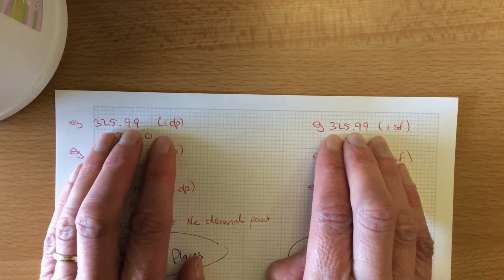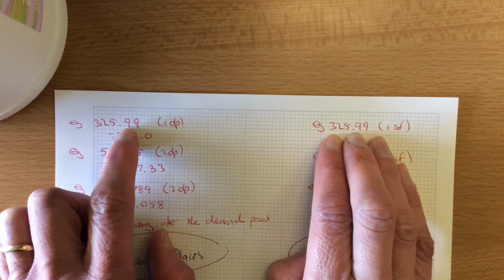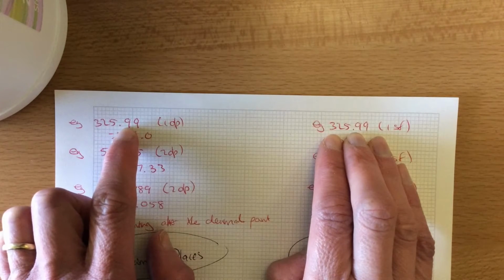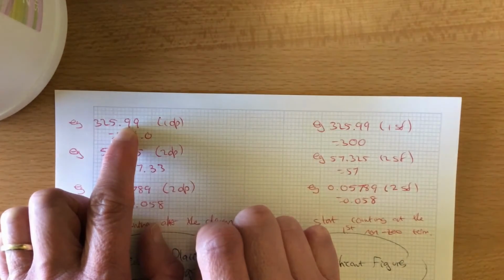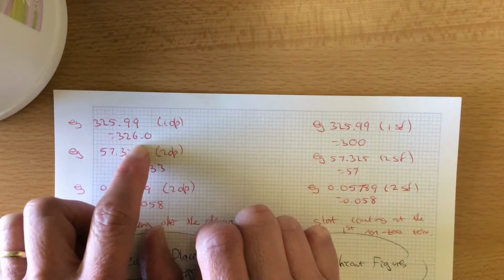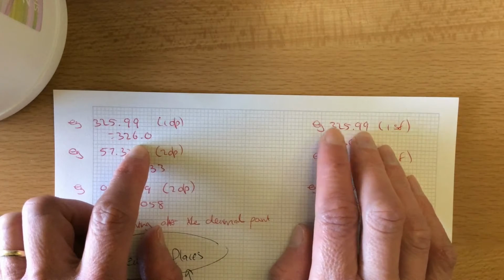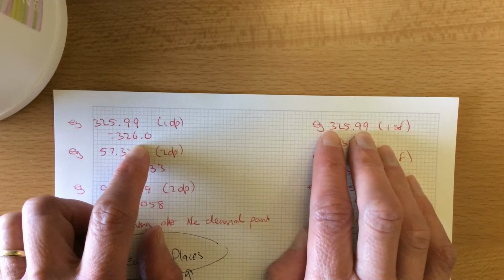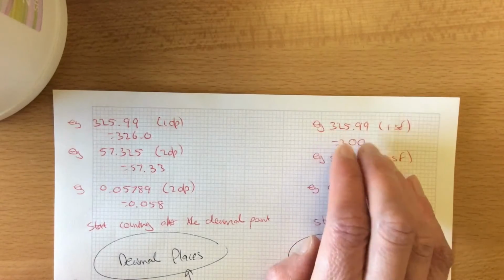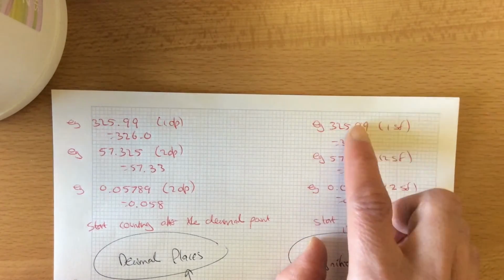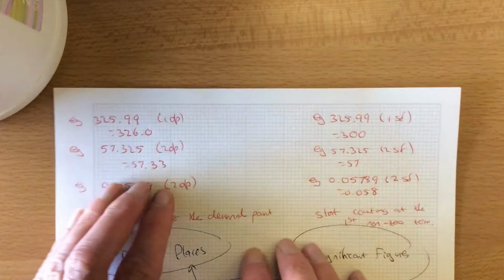325.99, one decimal place. So I start counting here. The 9 tells me to round up. This 9 tells me to round this 9 up. So it becomes 326.0. For significant figures, I'll start counting here at the 3. The 2 tells me to do nothing. Because you have got two figures, the 2 and the 5, before the decimal point, you must put in zeros. So that becomes 300. Both answers should be roughly the same.